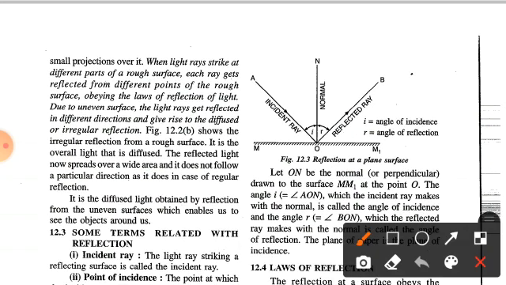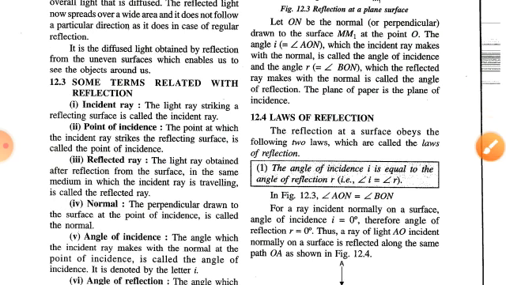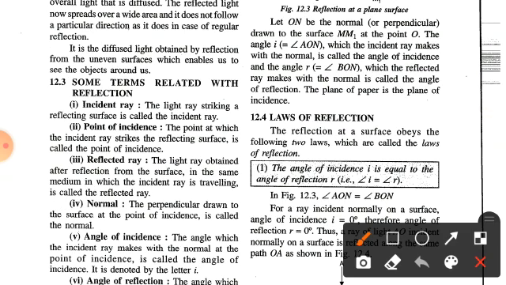Now this figure shows the irregular reflection from rough surfaces. It is overall light that is diffused. The reflected light is spread over a wide area and does not follow a particular direction as it does in the case of regular reflection. So it is the diffuse light obtained by reflection from uneven surfaces which enables us to see the objects around us.